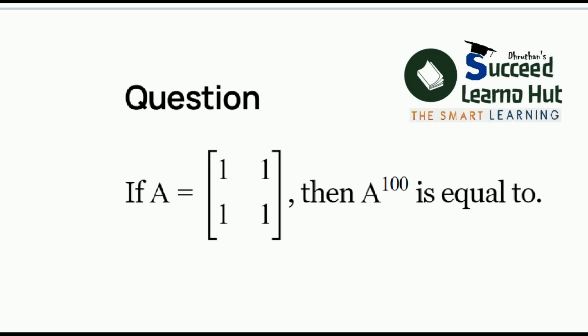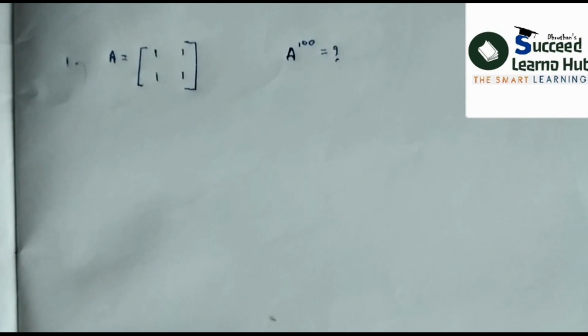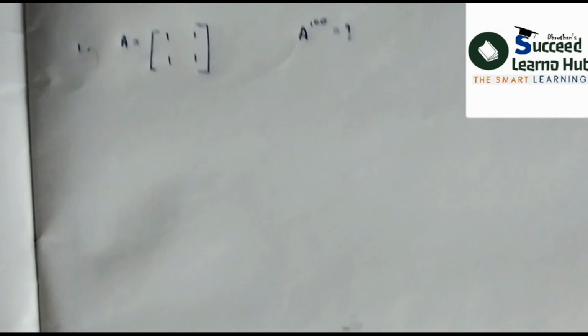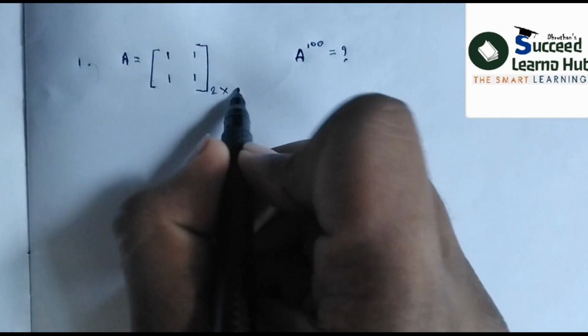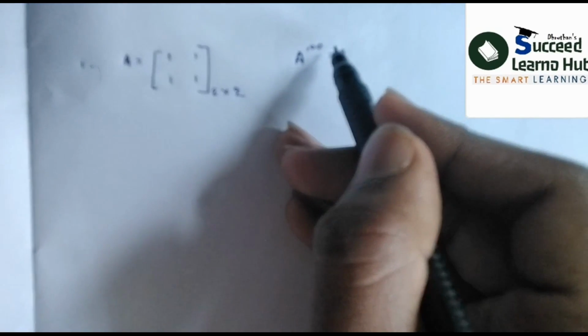Yes, we have a question from matrices. If A equals [[1, 1], [1, 1]], we have to find A to the power of 100. Here A is a square matrix where all the elements are 1 itself, of order 2 by 2. We need to find A to the power of 100.